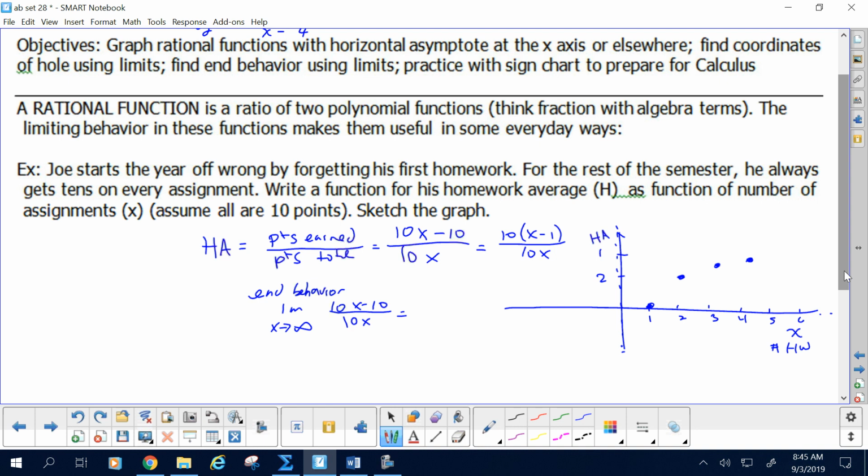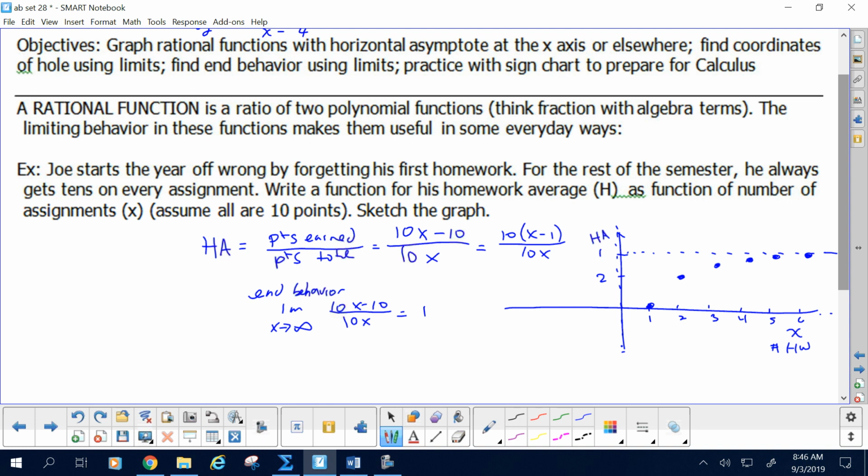One. Doesn't the zero assignment mean less and less? If he's done 1,000 assignments and only dropped a zero on one of them, isn't he pretty much at 100% with a little dip? And so that horizontal asymptote or end behavior, that's what his grade approaches. It's not just meaningless, it's gradually getting closer and closer. Is this function continuous?